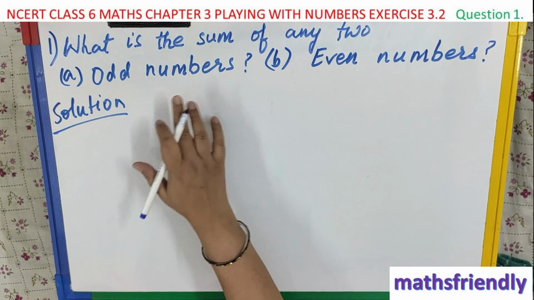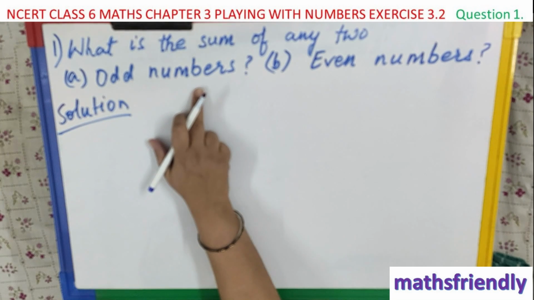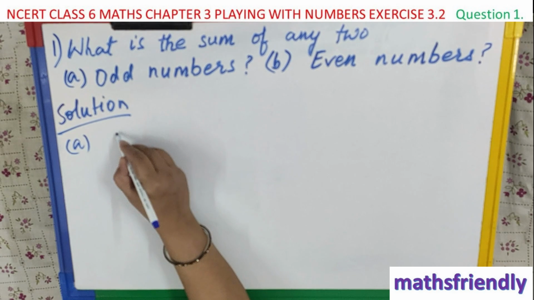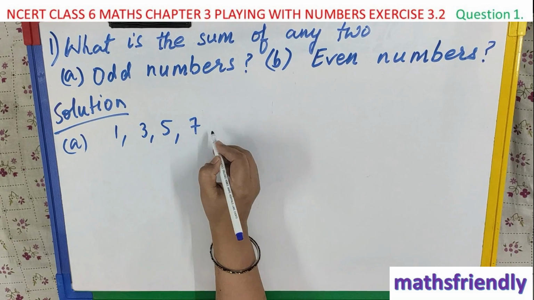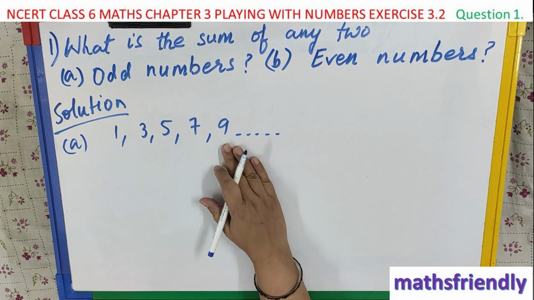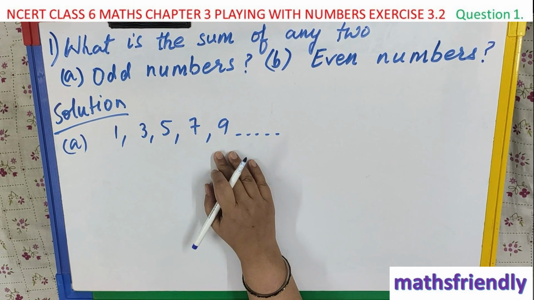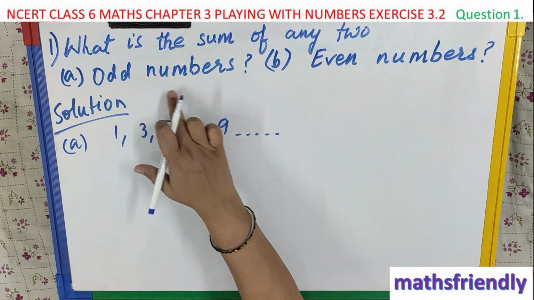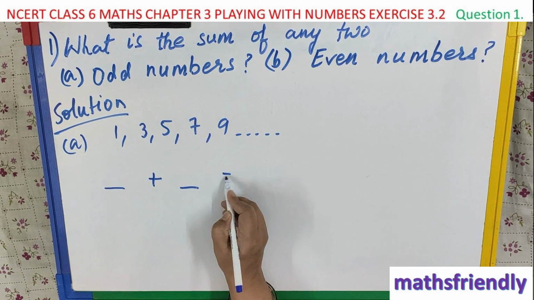What is the sum of any two odd numbers? For that we first have to see what odd numbers are. Odd numbers are 1, 3, 5, 7, 9 and so on. If we go on writing like that, the set is the set of odd numbers. Now we have to find the sum of any two odd numbers.